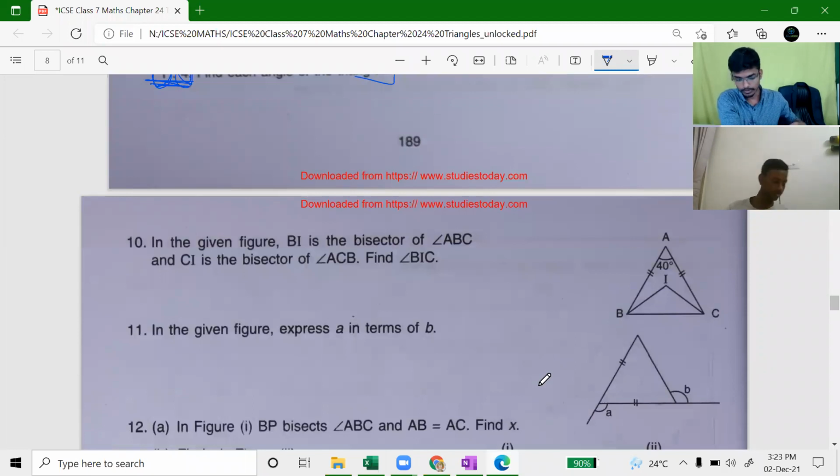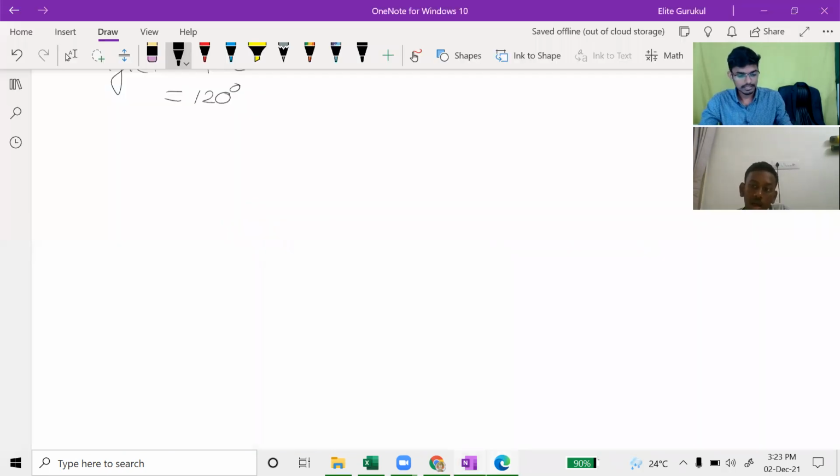Let me read out the question. Question number 10. In the given figure, BI is the bisector of angle ABC. If this is a bisector, when an angle has a bisector, that means these two angles are equal to each other. When you draw an angle bisector. No, sir. Okay, I will explain that first. See, angle bisector.